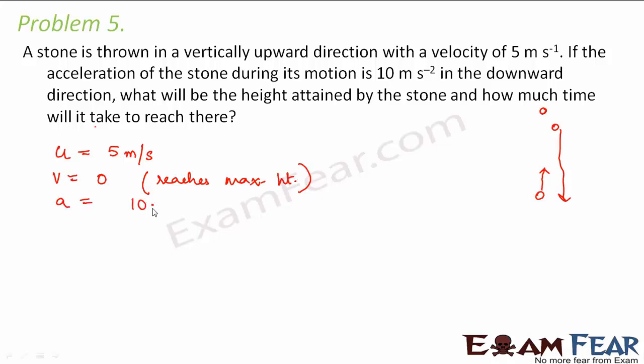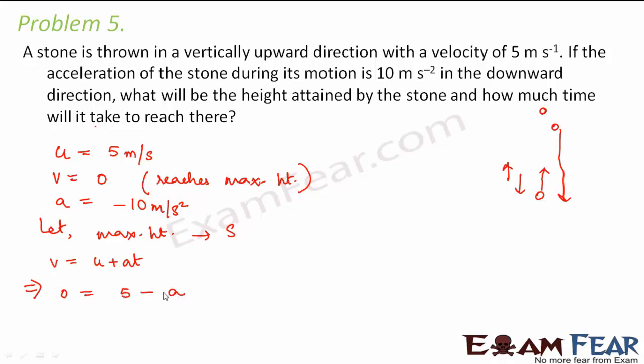And what is the acceleration? Acceleration is 10 meters per second square. Now since the stone is moving in the upward direction, but the acceleration due to gravity is in the downward direction, therefore this acceleration would be negative. Let us suppose that the maximum height is denoted by s. Using the first equation, v is equal to u plus at. So 0 is equal to 5 plus (minus 10) into t, and from this we find that t is equal to 0.5 seconds. So this is the time taken for the stone to reach the maximum height.